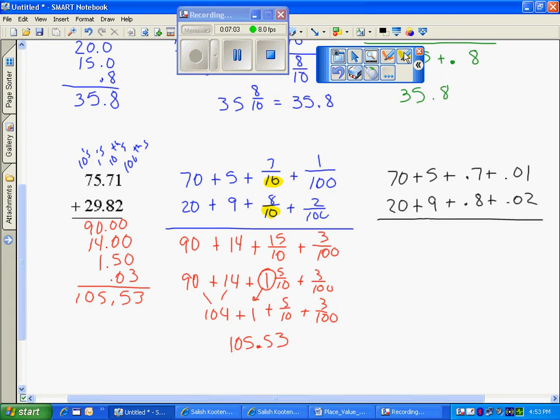I can't just write a 2. I have to write it in a hundredth form. Adding my tens, my ones, my tenths, and my hundredths. Combining my wholes gives me 105 with 5/10 and 3 100ths.